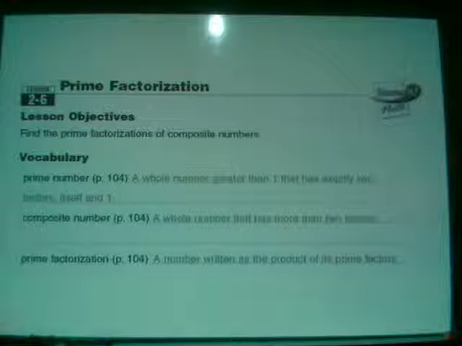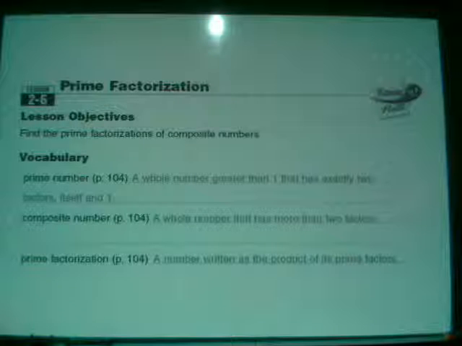So let's give some proper definitions here. A prime number is a whole number greater than 1 that has exactly 2 factors, itself and 1. And a composite number is a whole number that has more than 2 factors. Now, the other thing we talk about here is prime factorization. Prime factorization is through a process called factor trees usually, although there are other methods you'll see in this instruction here today. But prime factorization is writing a number as the product of its primes.